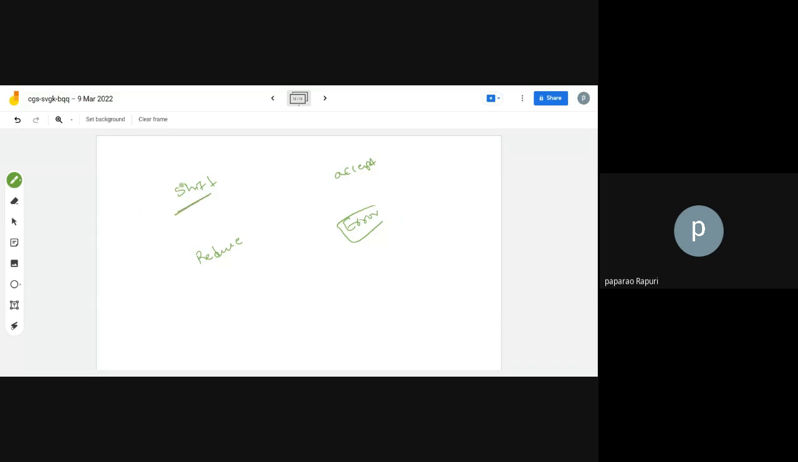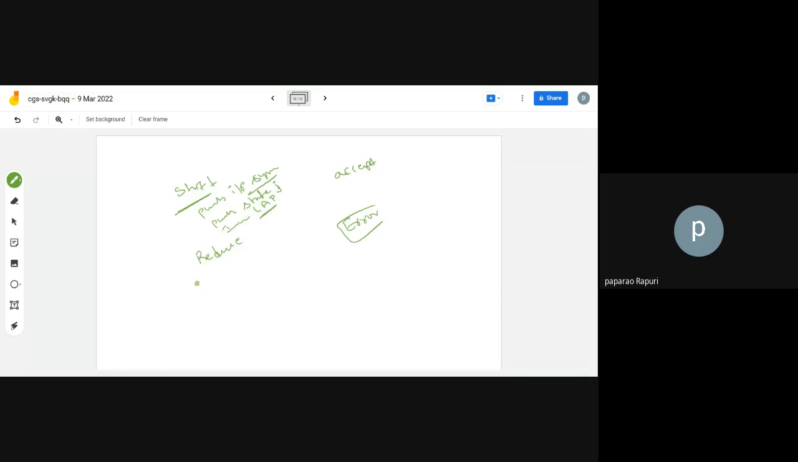In the shift case, what we have to perform? First, we need to push the input symbol. After that, we need to push the state J. After that, what we have to do? Increment the look ahead pointer.